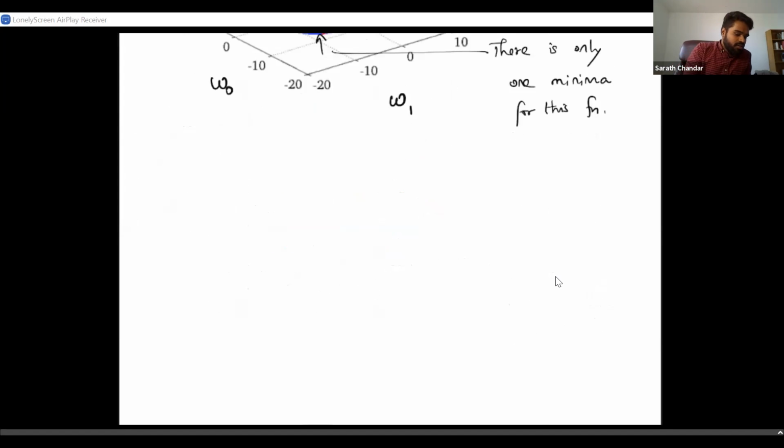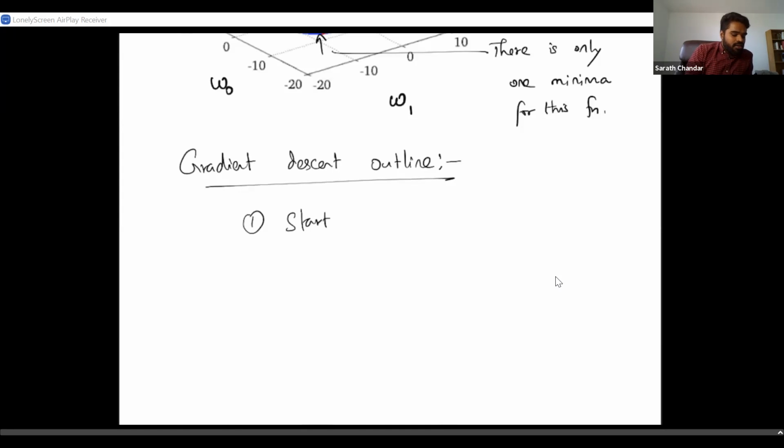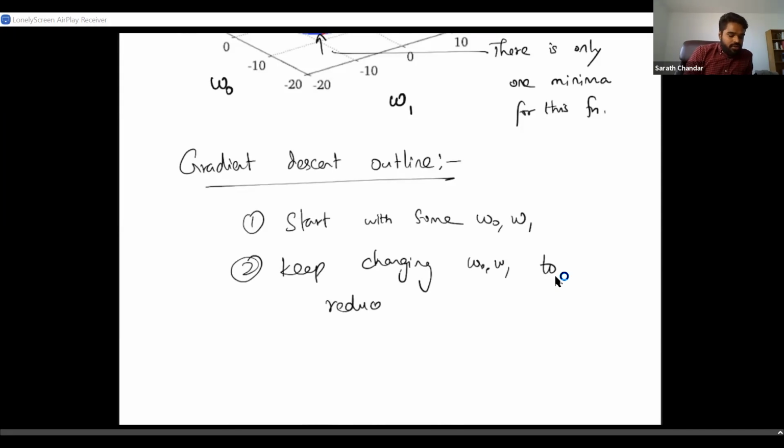Okay, so now let's look at the outline of how gradient descent is going to look. Basically we will start with some W0 and W1. Then you keep changing W0 and W1 to reduce the loss until we hopefully end at the minimum.